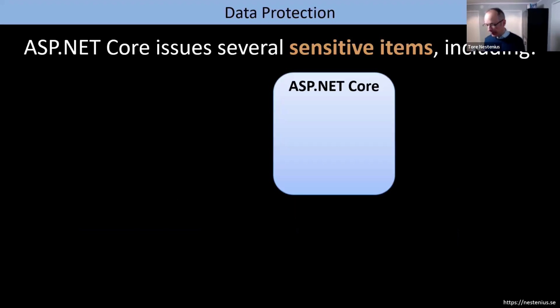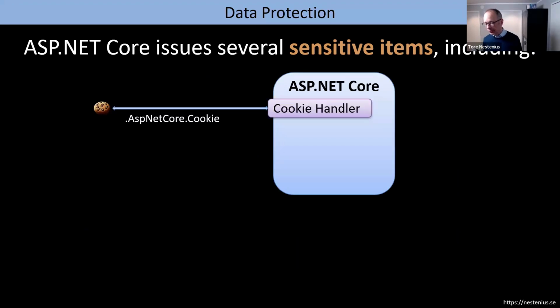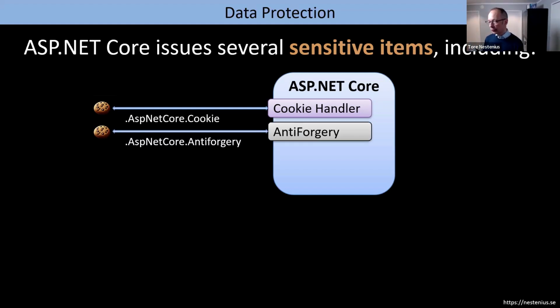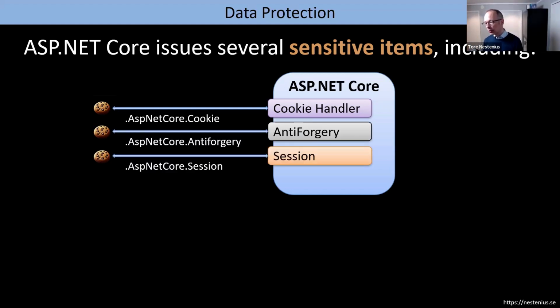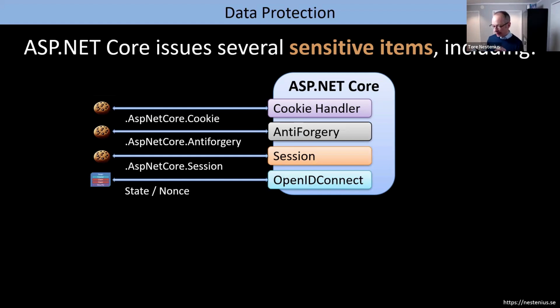I want to do one short other thing before we wrap up the day, and that is to talk about data protection. So ASP.NET Core issues and secures many things. I mean, ASP.NET Core issues many sensitive pieces of information. We have an authentication cookie, we have an anti-forgery cookie, we have a session cookie, we have a state and nonce value when we use OpenID Connect.